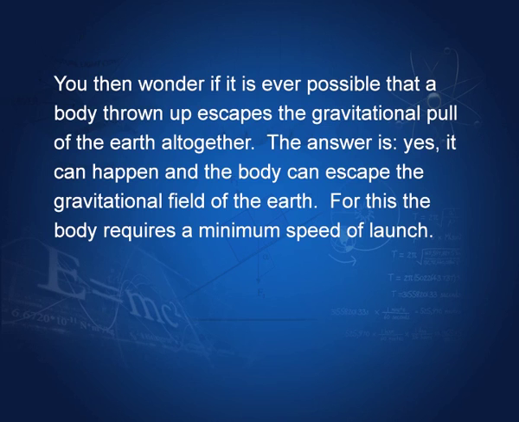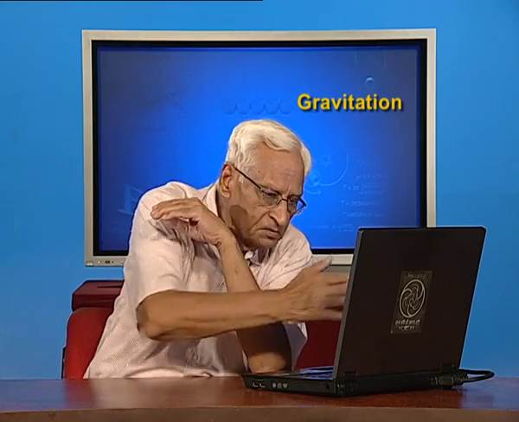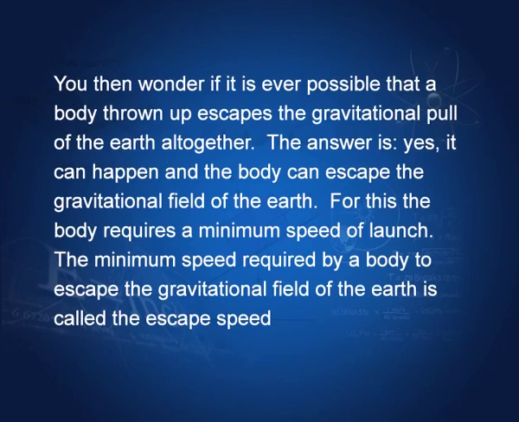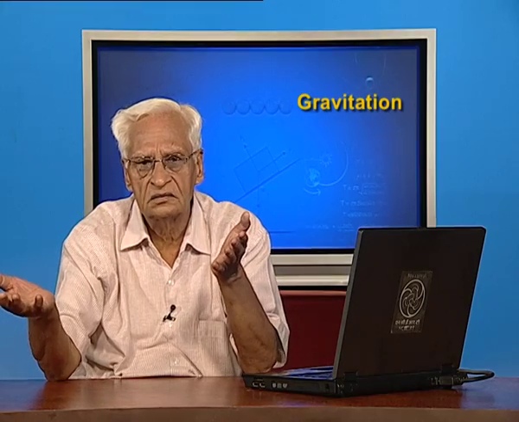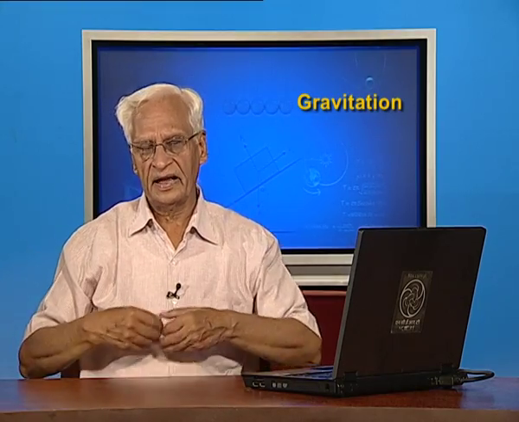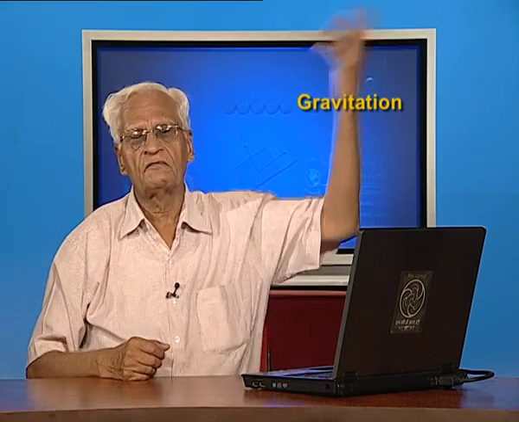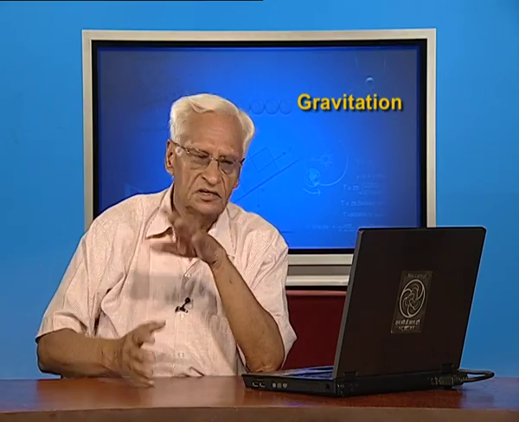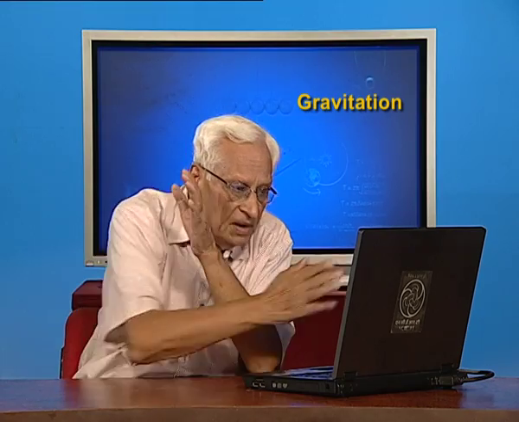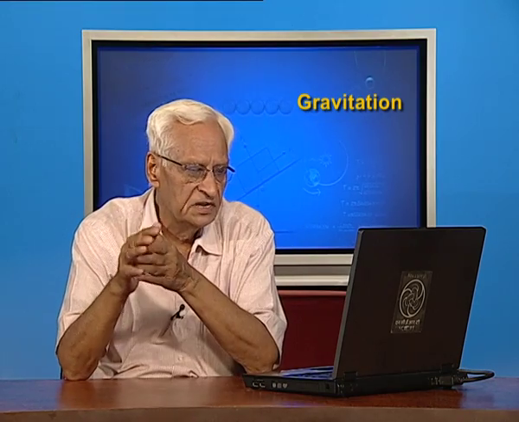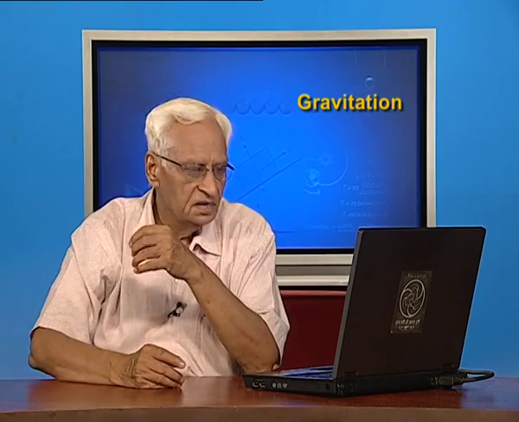We will see that we have to give a minimum speed to the particle so that it escapes the gravitational field, and this minimum speed required by a body to escape the gravitational field of the earth is called the escape speed. In fact, why of the earth? From any other surface, say a particle can have escape velocity from the moon or from another planet. So, whenever the minimum speed required by a body to escape the gravitational field of another body is called the escape speed.